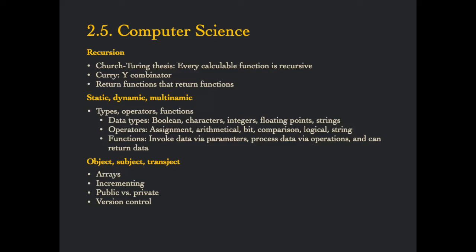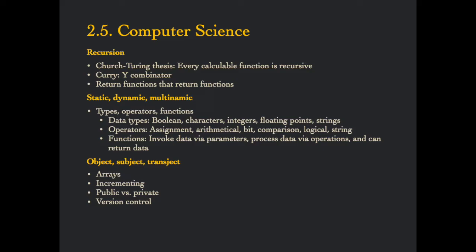Now, static, dynamic, and multidynamic take expression in computer science as types, operators, and functions. So data types are things like Boolean, characters, integers, floating points, and strings, and people can create their own kinds of data types beyond that. And operators are that which operates upon the data types, which is assignment operators, arithmetic operators, bit operators, comparison operators, and logical and string operators. And then there are functions, and functions invoke data via parameters, and then they process that data via operations, and then it can return data. And so here we see that data types are the expression of static simulacra, and operators are expressions of dynamic simulacra, and functions are expressions of multidynamic simulacra.